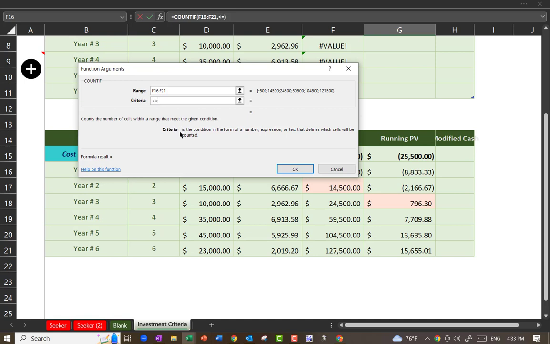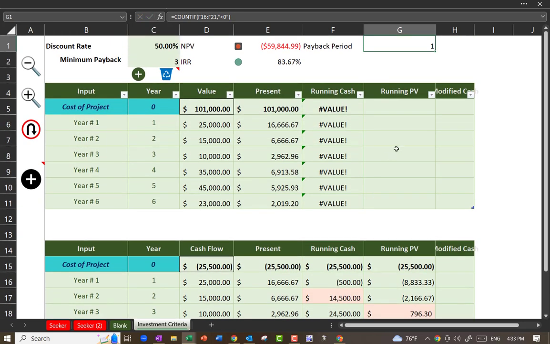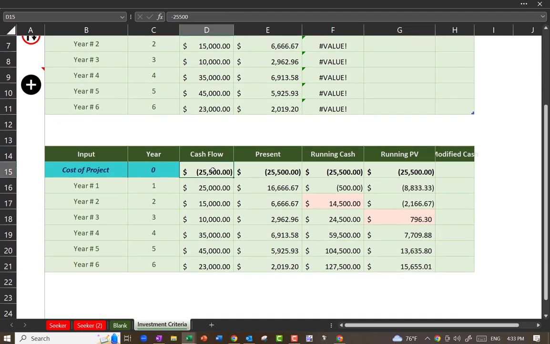So this automatically tells me that there is 1 year where the running cash flow is negative. And if I change the numbers, for example, now that should be a 2. Okay. Now I know what to start with. Let's figure out what to add to it.